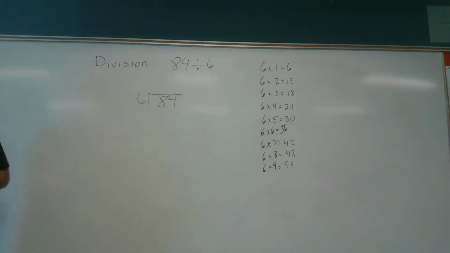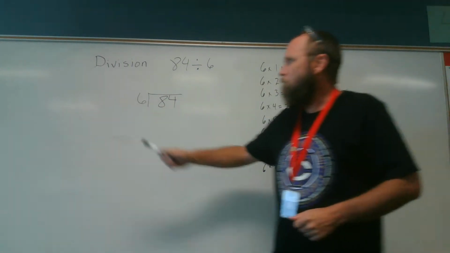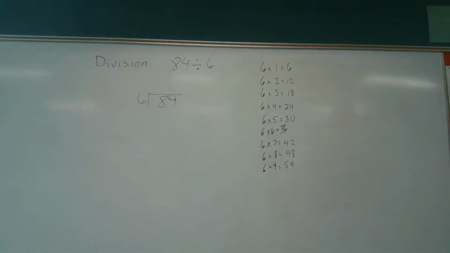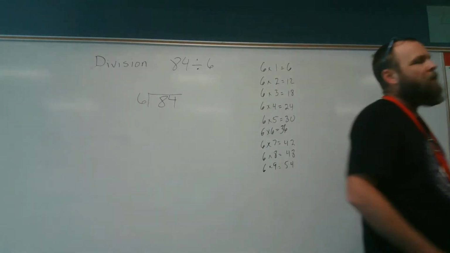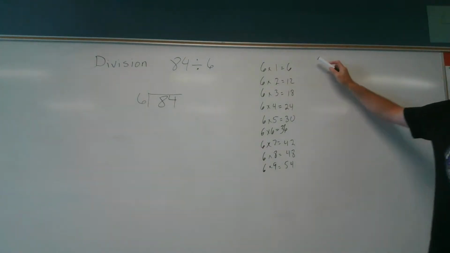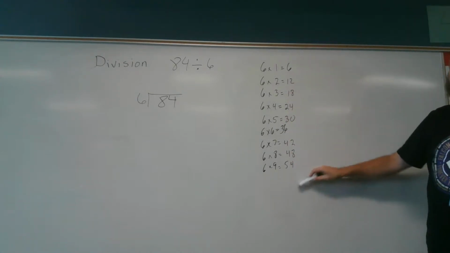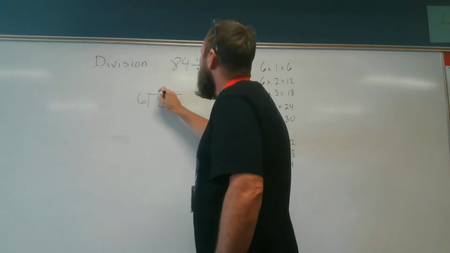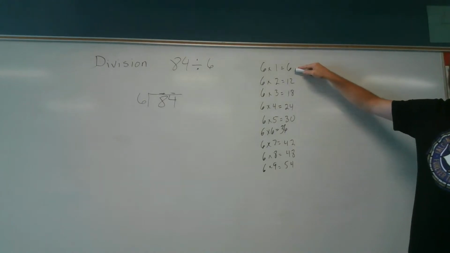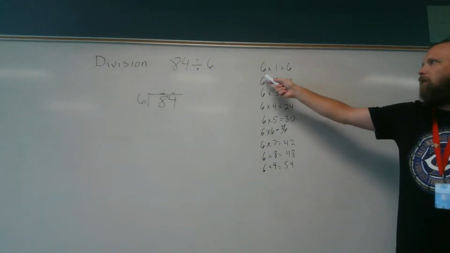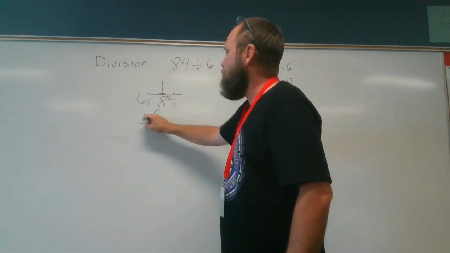And so what we're going to do is we're going to look, and I'm going to ask Daniel. Daniel, can 6 go into 8? Say yes, Daniel. Yes, because 8 is greater than 6, so that means 6 can go in there. So Daniel, I look at my multiples of 6 over here. I want to get as close to 8. I'm going to have a two-digit quotient. And so 6 is the multiple that is closest to 8, and that's 6 times 1. So if I do 6 times 1, I get 6.